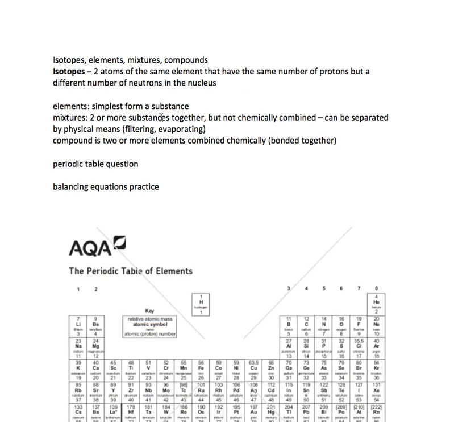A compound, like carbon dioxide, magnesium oxide, sodium carbonate, these are chemically combined together. You can't filter them or evaporate them to separate the sodium and the carbon and the oxygen from sodium carbonate. So there you have elements, mixtures, compounds. Now, I have a question or two on the periodic table for you, and I'll do a little bit of this for you and leave you to do the rest on your own.